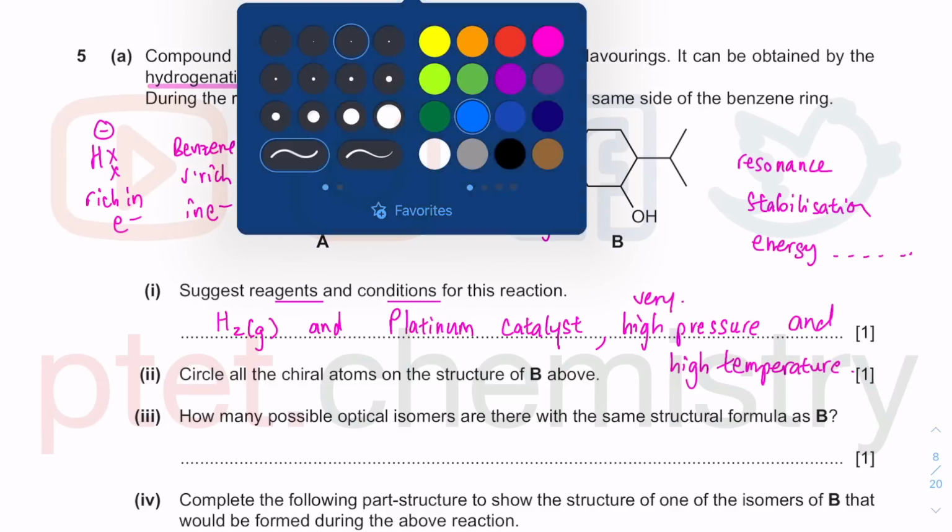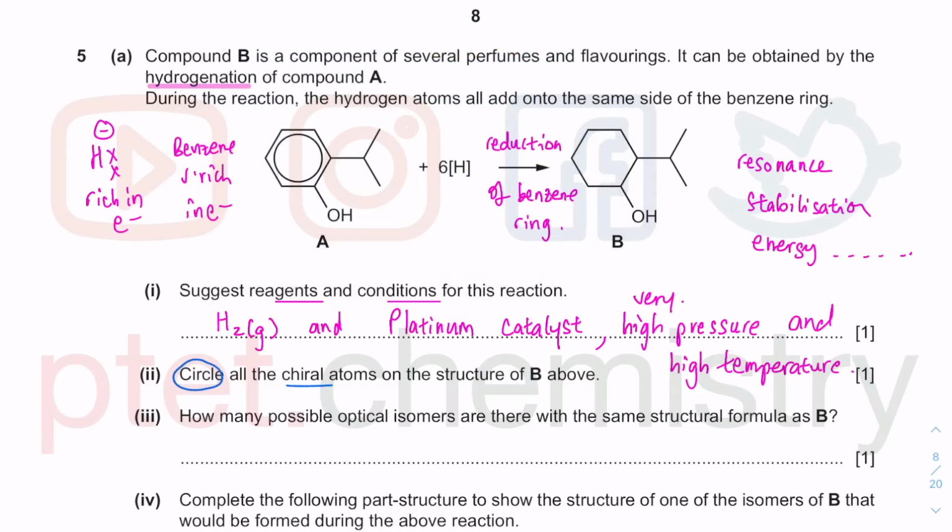The next thing, circle all the chiral atoms in the structure of B. So I've got one chiral atom there. This top half has no OH. This bottom has OH. There's a hydrogen. There's an alkyl group there. And then I've got another chiral carbon there. There's a hydrogen. There's an OH. This side has a branch group. This side hasn't got a branch group. So two chiral carbons there. This is not chiral as these are the same groups. And the others are all CH2, so there's no chiral center on the other carbons.